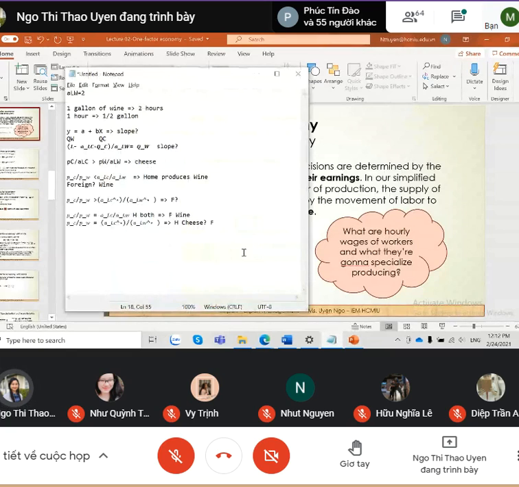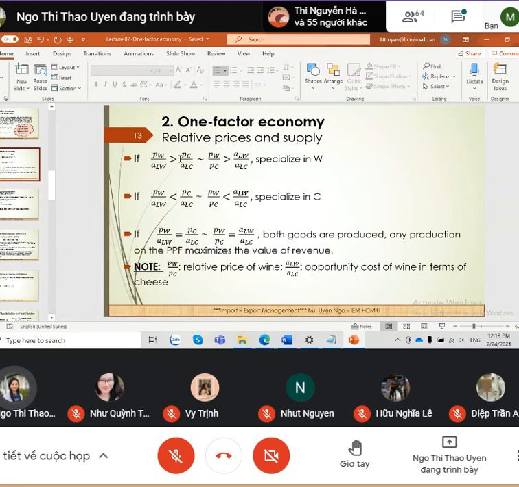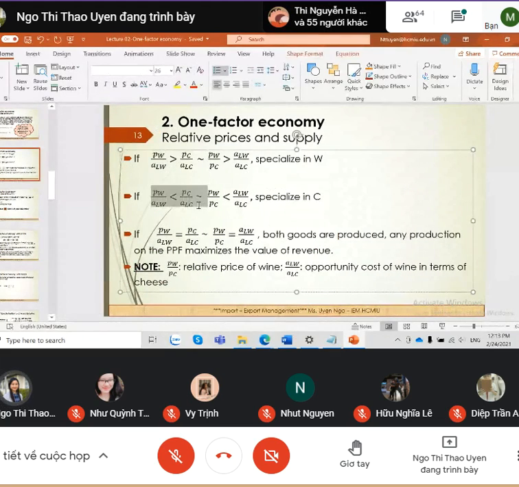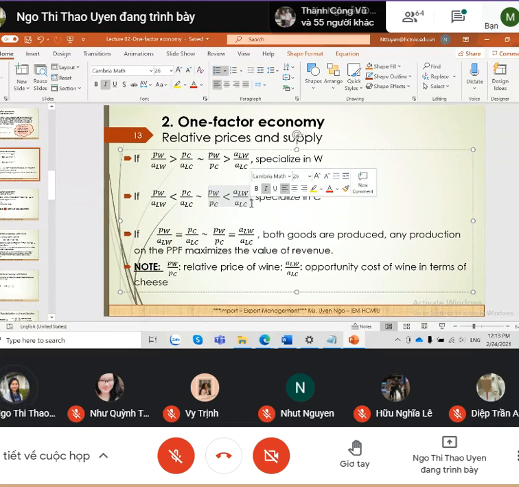So that relationship, we can write it here. We will produce cheese if this equality holds true. So we can rewrite that a bit. We can move the terms here, PC is here, ALW here. So we get this relationship.